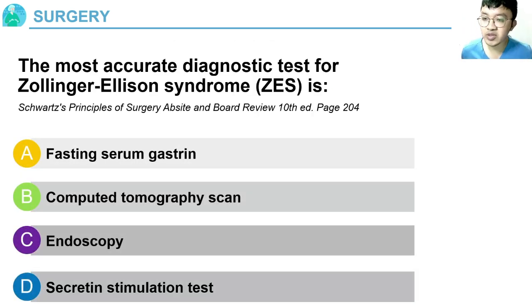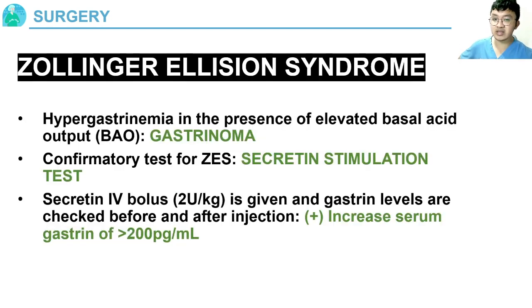Next question. The most accurate diagnostic test for Zollinger-Ellison syndrome is it A, fasting serum gastrin, B, computed tomography scan, C, endoscopy, or D, a secretin stimulation test? The most accurate diagnostic test for Zollinger-Ellison syndrome is the secretin stimulation test. Zollinger-Ellison syndrome is hypergastrinemia in the presence of elevated basal acid output. This is otherwise known as gastrinoma.